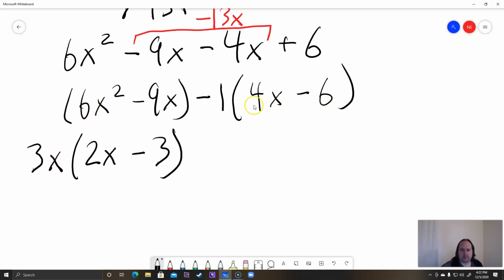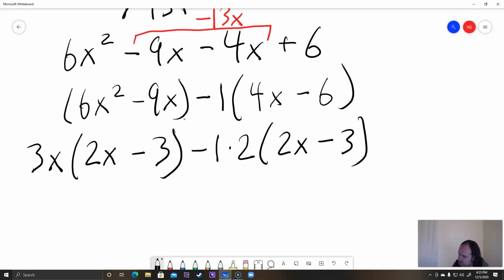Alright, and then over here, what's the largest number that goes into both 4 and 6? Well, 2, right? So 2 goes into both 4 and 6. So we're going to factor out a 2 from the second group. But notice we already have a negative 1 out here. So we're actually going to have negative 1 times 2. And we're going to be left with 2x minus 3. But remember, 1 times any number is the number. So negative 1 times 2 is negative 2. So here we actually have a negative 2 that we factored out.